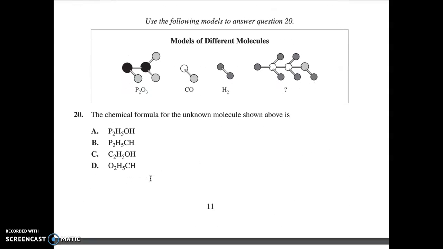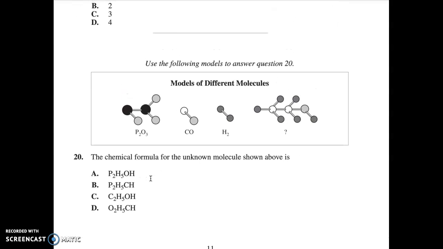Some models of different molecules. Chemical formula for the unknown molecule here. So they're having you look at the diagrams to try to figure out what this molecule looks like. Okay, I'm thinking that because there's no dark circles here that represent the phosphorus, there's probably no phosphorus in there. So let's take off A and B. Okay, we cross those out when we're doing our questions.